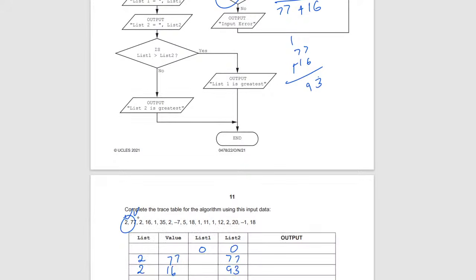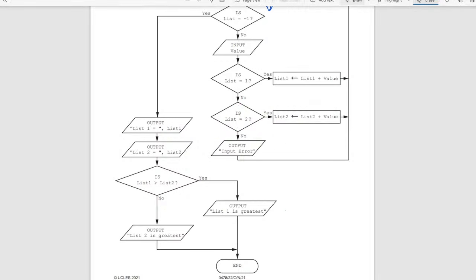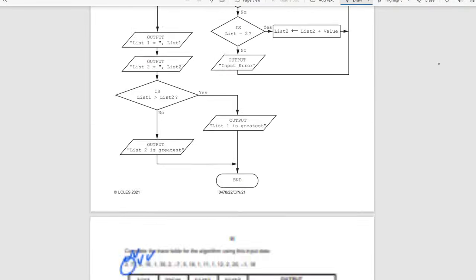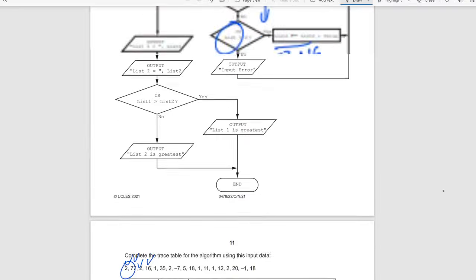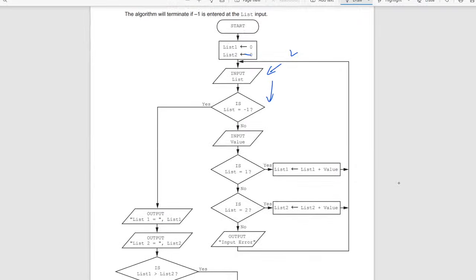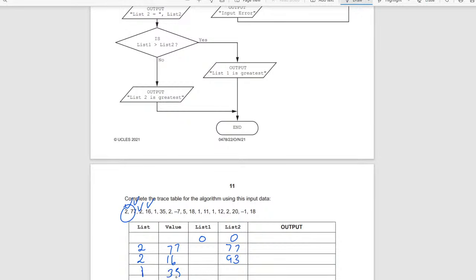This is a quite boring flow chart here. It's quite boring, but it's easy, right? So we input list now. What is list this time? List is 1. Okay, list is 1. And it says, is the list -1? No, it's not. We go down, we input value. What's the value? Value is 35.